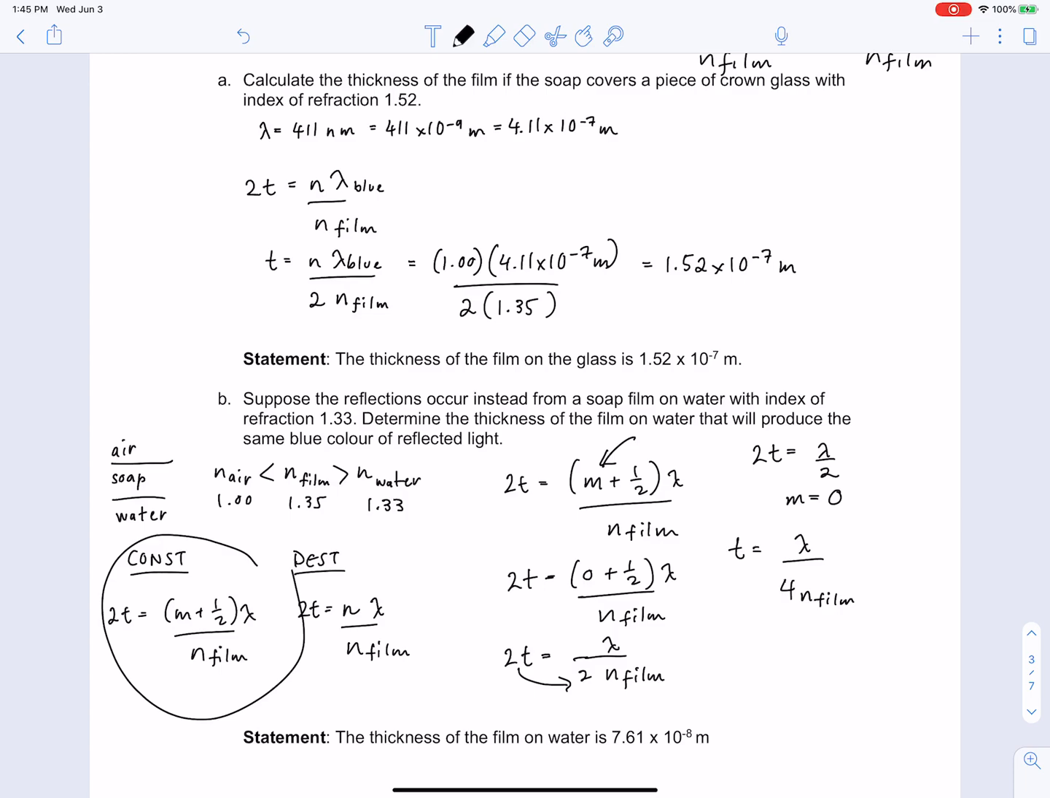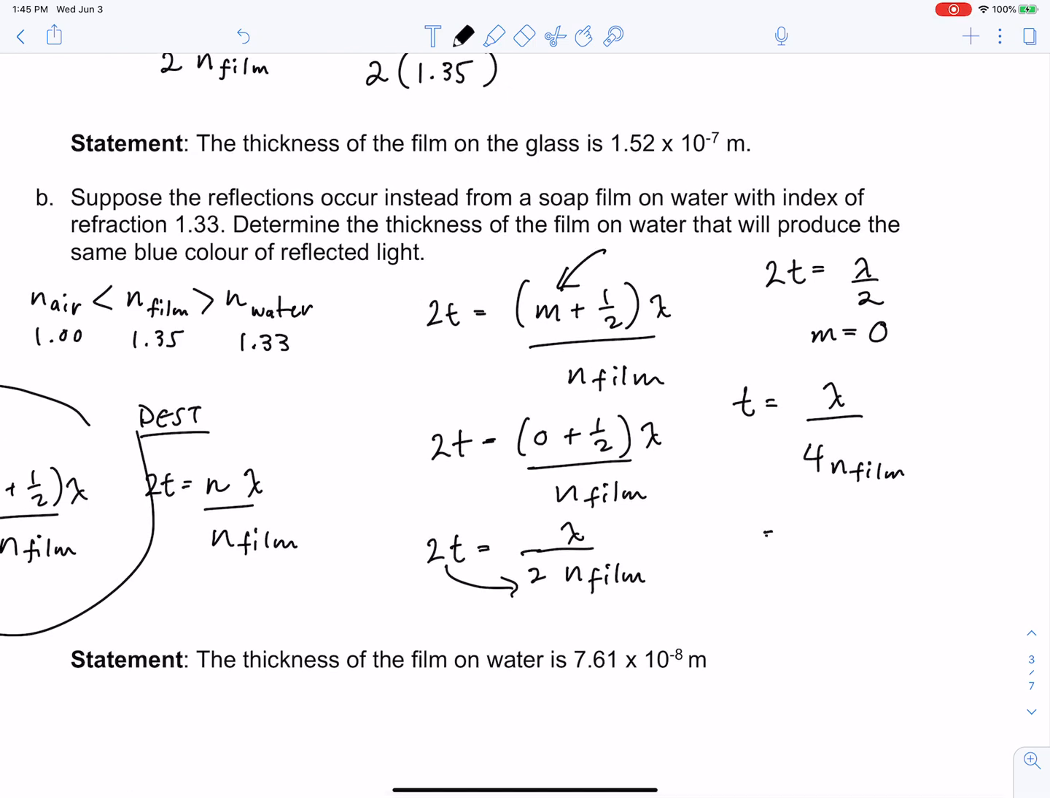So we can calculate the thickness, subbing in these values. We know that the wavelength is 4.11 times 10 to the power of negative 7 meters. Again, we were dealing with blue light. Over 4 times the index of refraction for the film, which is 1.35. If we punch this in, we should get 7.61 times 10 to the power of negative 8 meters.